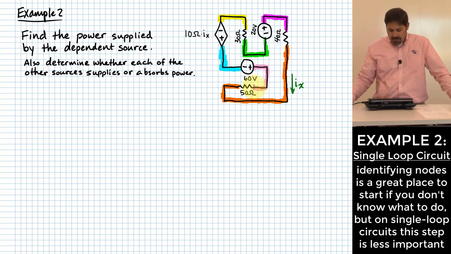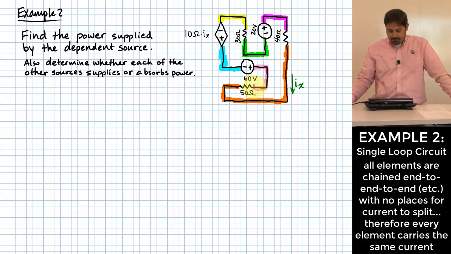Now, we identified our nodes. We have several of them. There's quite a few of them. Do each one of the nodes kind of have a similar look to it? Let me ask this. Do any of the nodes appear as though there's a place where current can split? So how do we interpret that piece of information once we notice that there's no place where current can split?